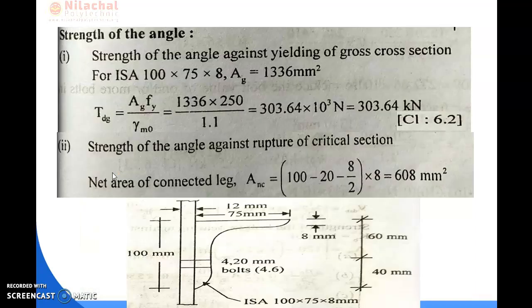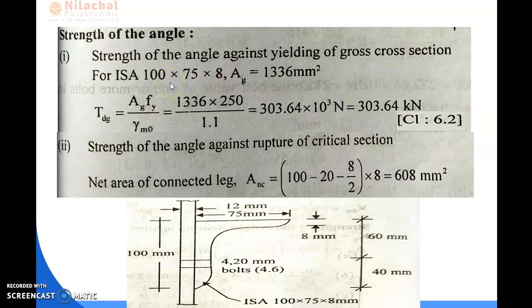So now, first of all, we need to calculate the first strength, which is the strength of the angle section against yielding. For the yielding strength, the formula is Tdg equal to Ag into fy divided by gamma m0. So, for the ISA 100 into 75 into 8, the cross section area is 1336 mm square, which you can find from the steel table, table number 2.